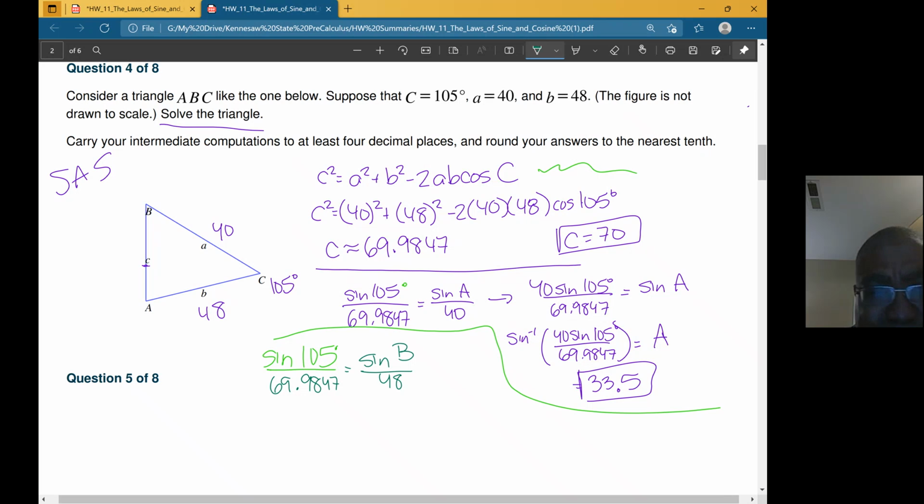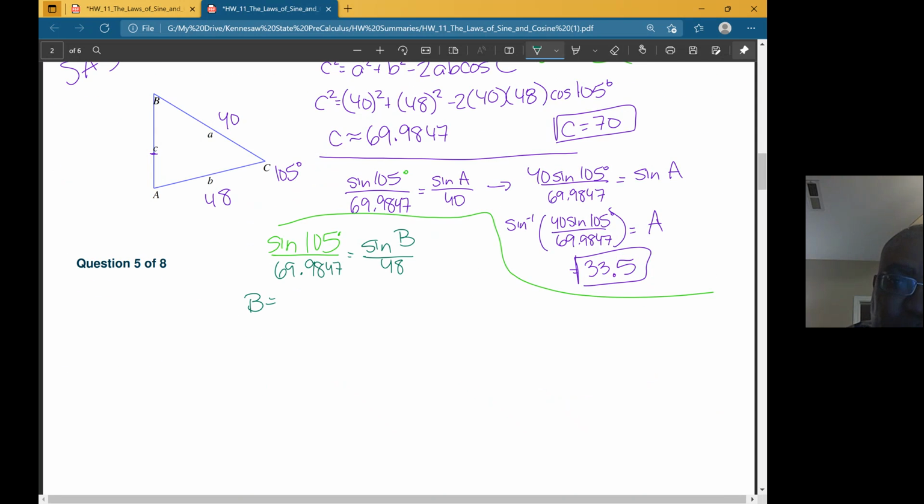Okay. I'm big on patterns and connections. So we know that big B is going to equal, we used the pattern of the one before, big B is equal to the arc sine of 48 sine of 105 degrees over 69.9847. I used this one to find this one, because we're doing the same processes, connections.